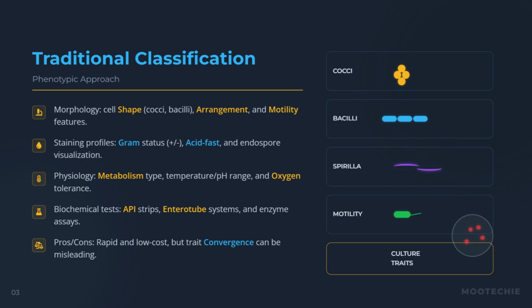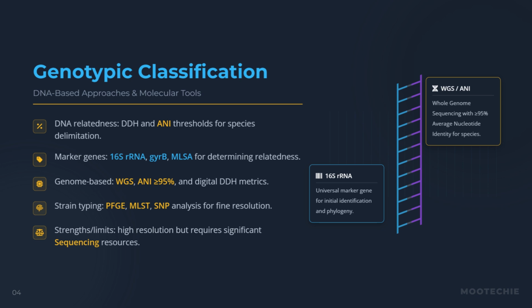Moving into the molecular age, we have genotypic classification, DNA-based approaches and molecular tools. DNA relatedness uses techniques like DDH, DNA-DNA hybridization, and ANI, average nucleotide identity thresholds, to define species boundaries based on genetic similarity. Marker genes, particularly the 16S rRNA gene, but also gyrB and MLSA, multi-locus sequence analysis, are used as standardized genetic barcodes to determine relatedness.